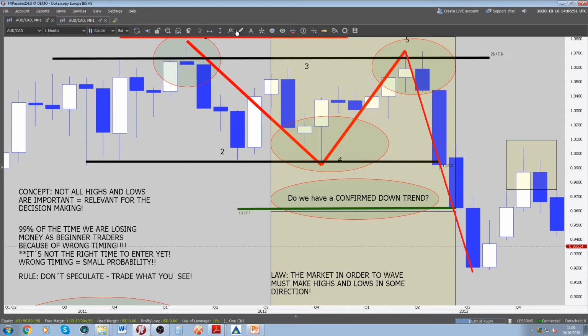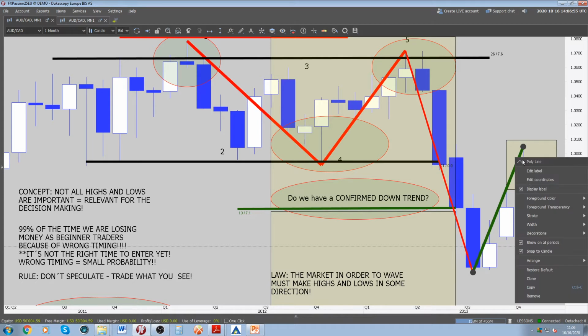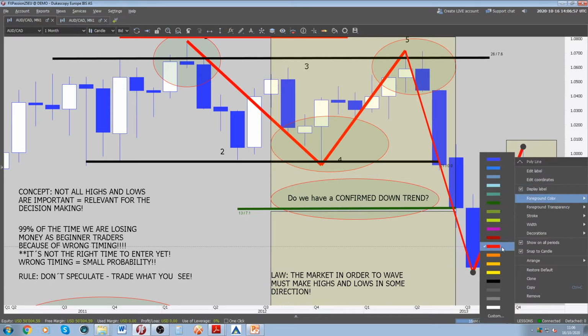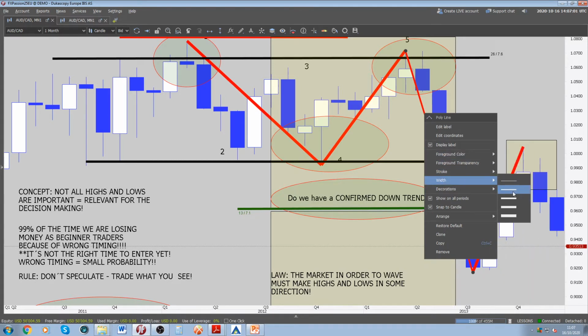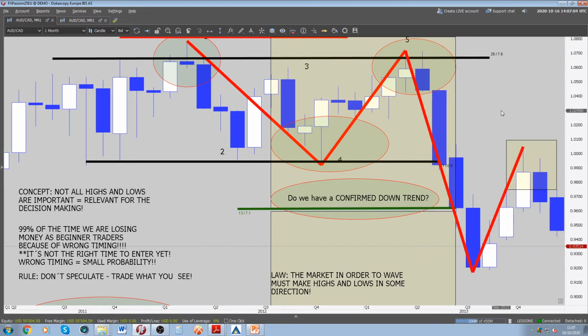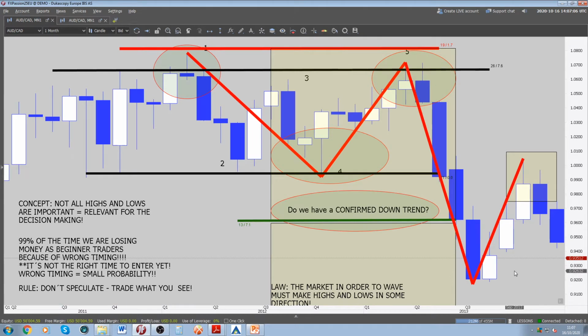So do we have a confirmed downtrend? Do we have a continuation of a downtrend? It's a yes or no question. Do we have a continuation of a downtrend? We have, right? And if this is a confirmation of a downtrend, where should the stop loss go?